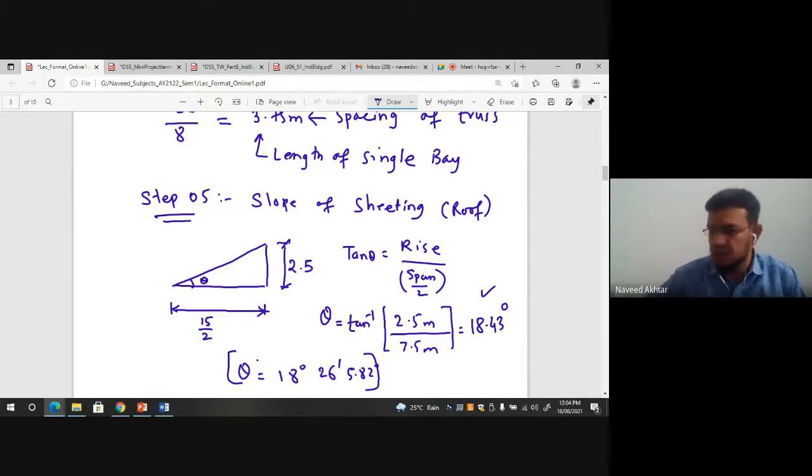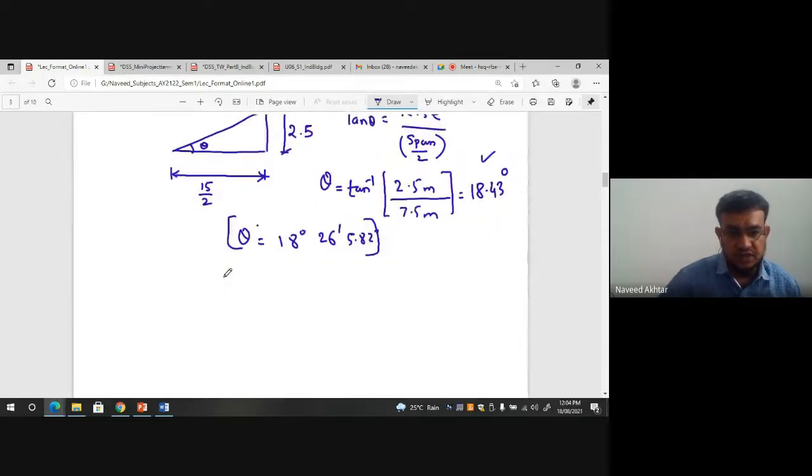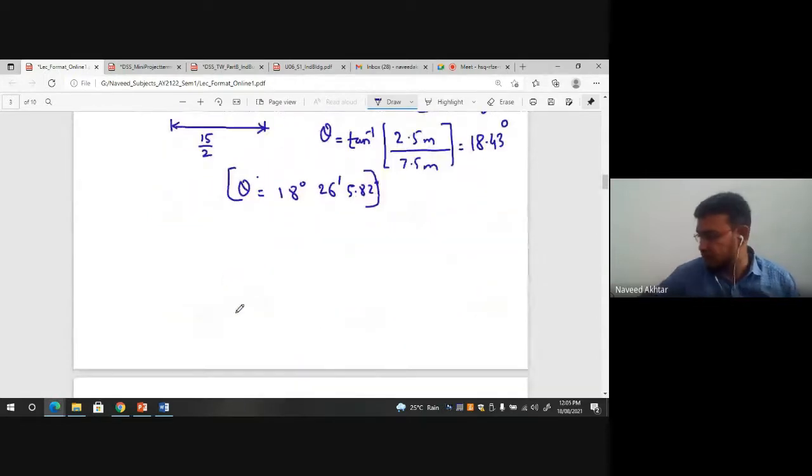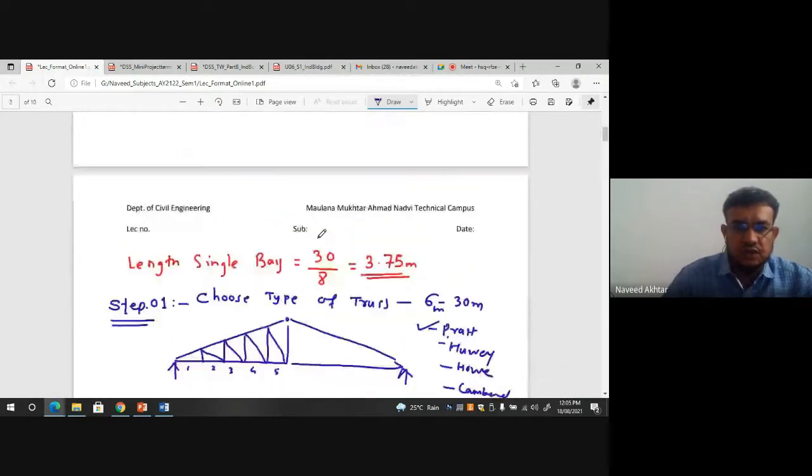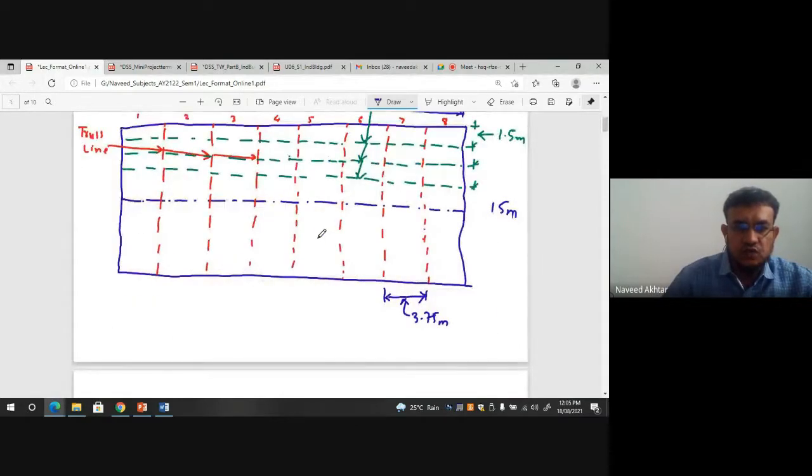So this is our slope also we find out. Okay. Now step number 6 is step number 6. Here one important point I will discuss with you, that here we should know the final point.